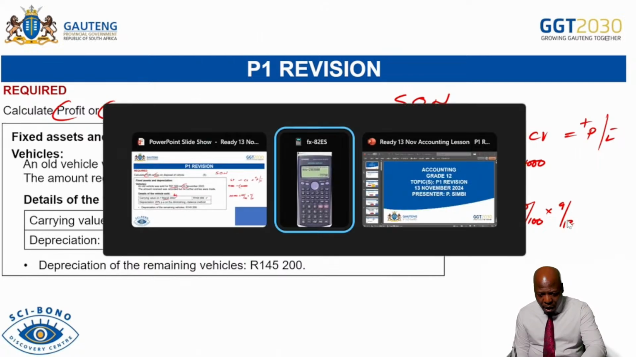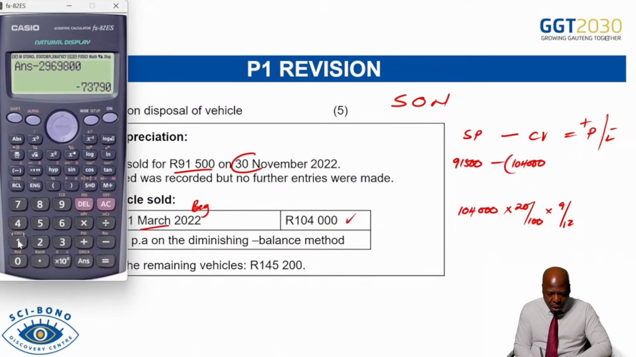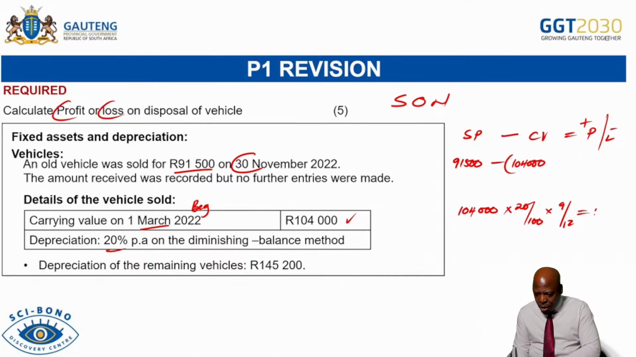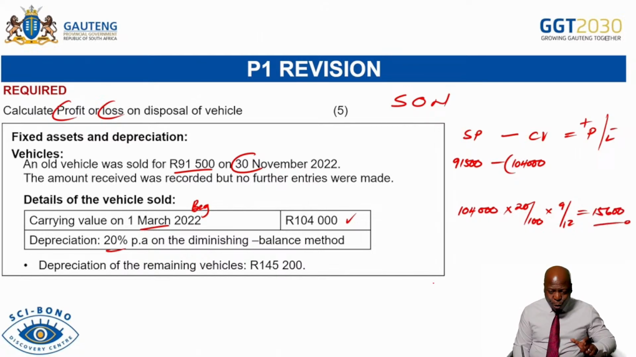Let's see if we have that adding machine again. So it's going to be 104,000. And then we're going to multiply that by 20%. Okay. Just let me divide by 12 and then multiply by 9 like that. Then I'm going to have 15,600. So 15,600 becomes the depreciation for the year.